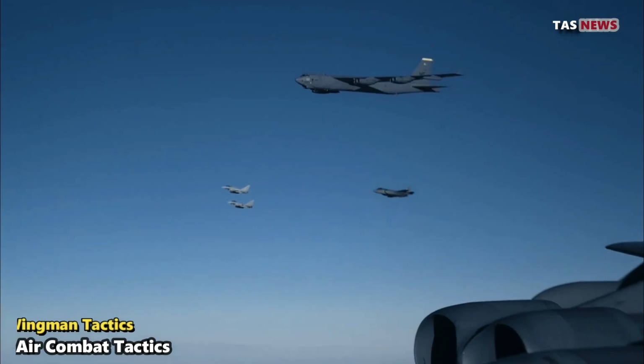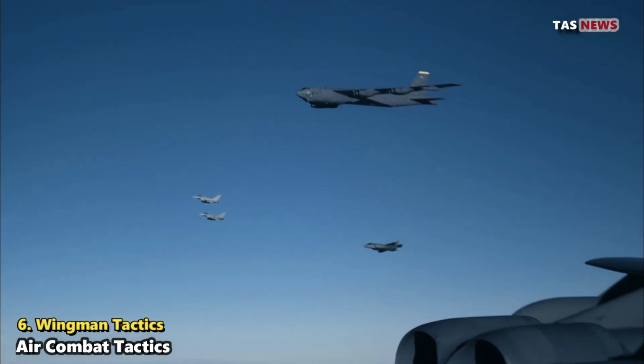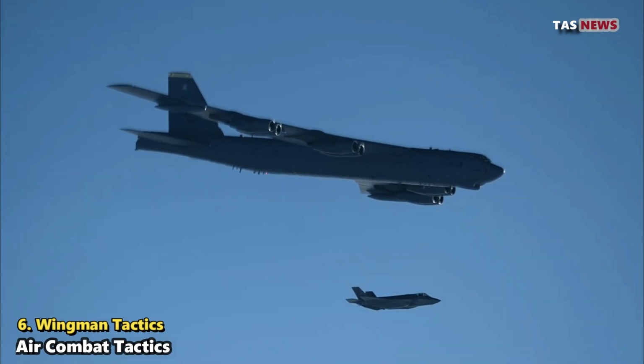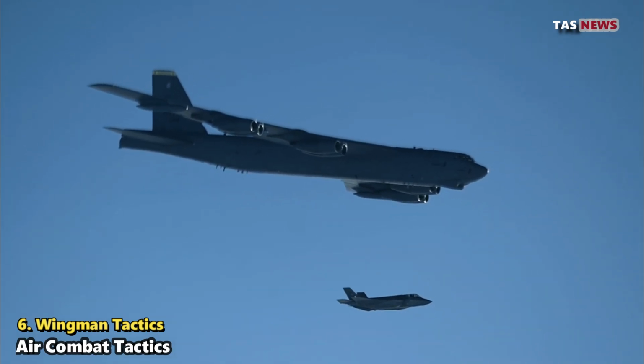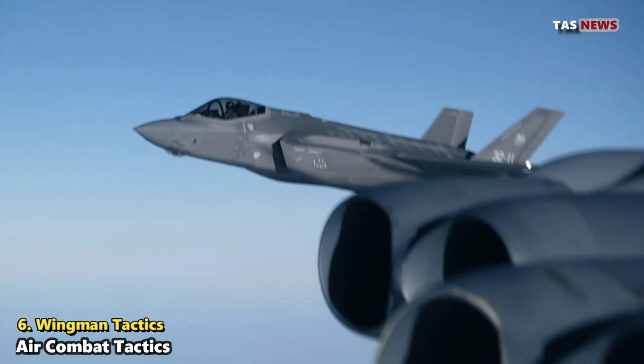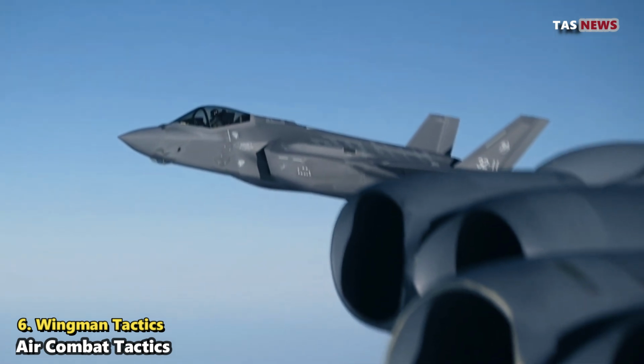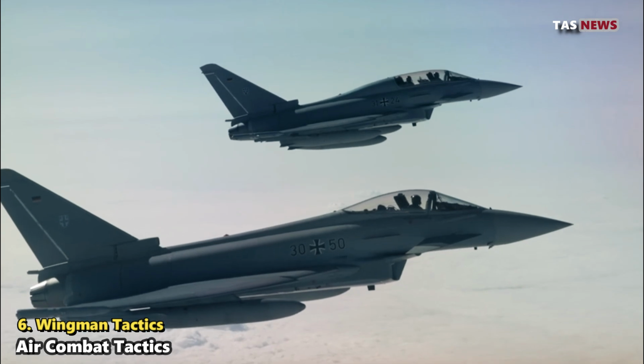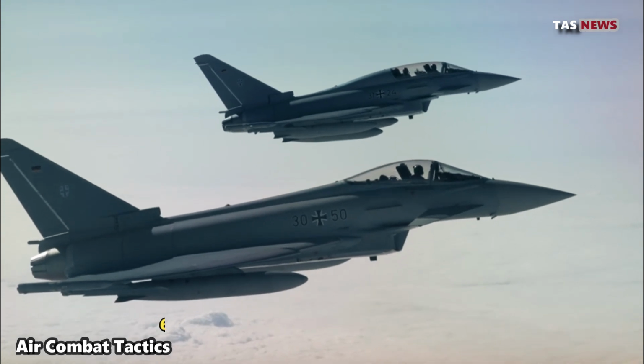6. Wingman tactics. This tactic involves 2 or more aircraft working together in formation. The lead aircraft, or leader, will attack the target while the wingman protects the leader from other threats. This provides additional security and increases the effectiveness of attacks.